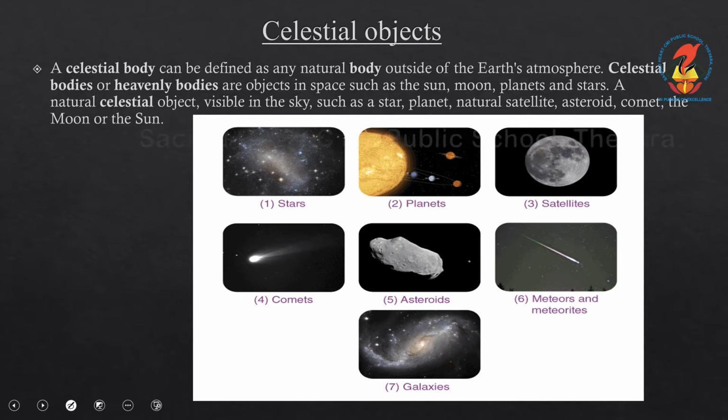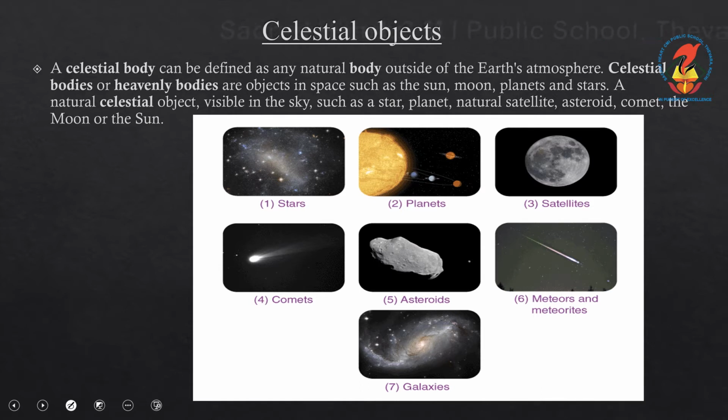Then, celestial bodies or celestial objects. A celestial object can be defined as any natural object outside the Earth's atmosphere. Celestial objects or heavenly bodies are objects in space such as the sun, moon, planets and stars.